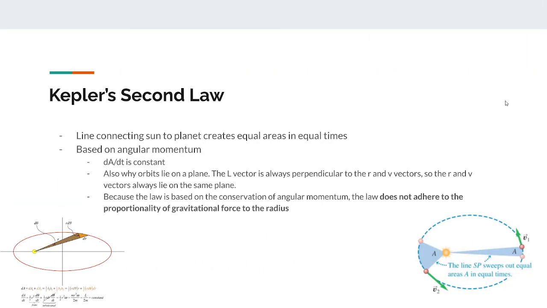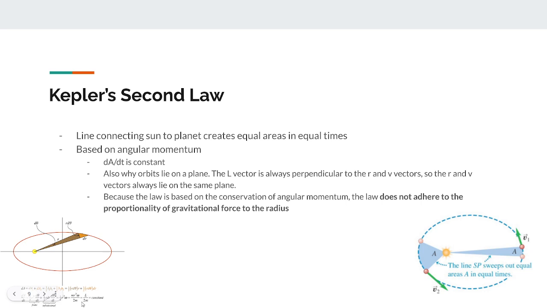Second law, remember that a line connecting the sun to the planet, like this, will create equal areas during equal time periods. So if we look at this part, this area is going to be the same area as this, and both of these were created during the same time. And so this is based on angular momentum. If you zoom in really closely, you can see that there's a proof over here, but the basis of it is that the derivative of our area with respect to time is going to be constant.